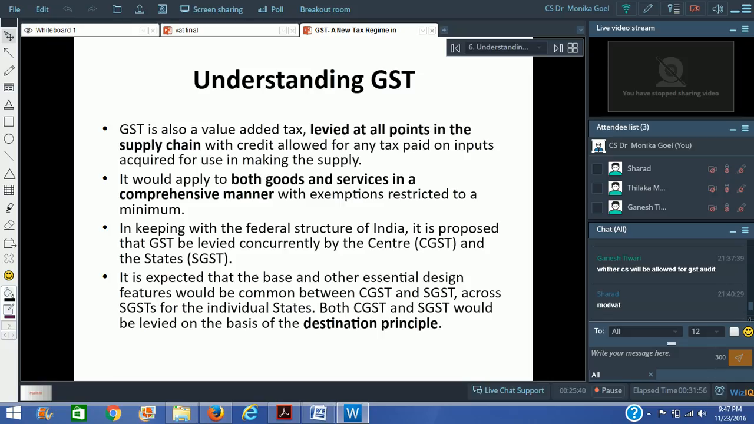Okay, now this is something that you have to understand. Do you have any idea about central GST and state GST? Anybody?